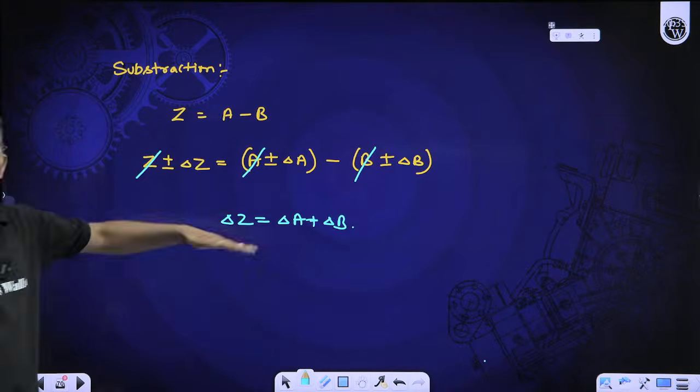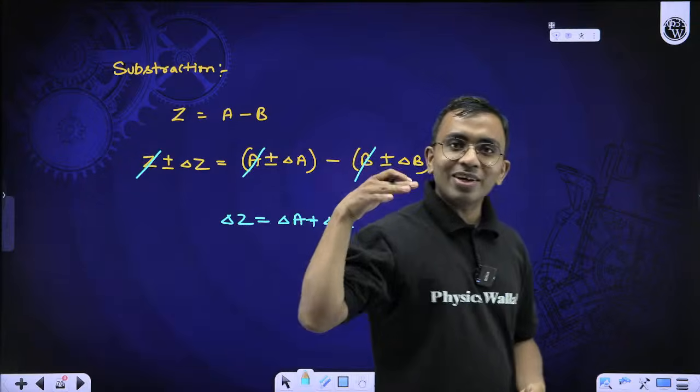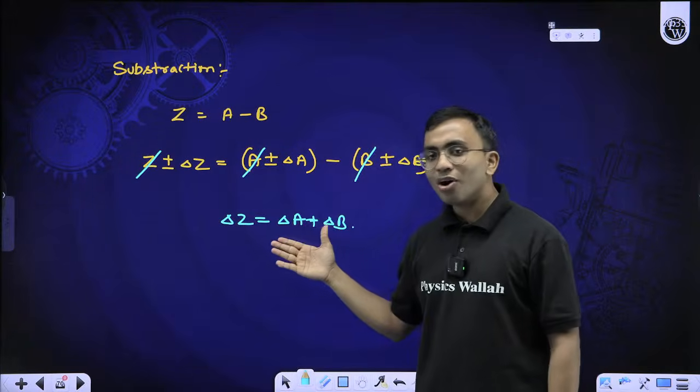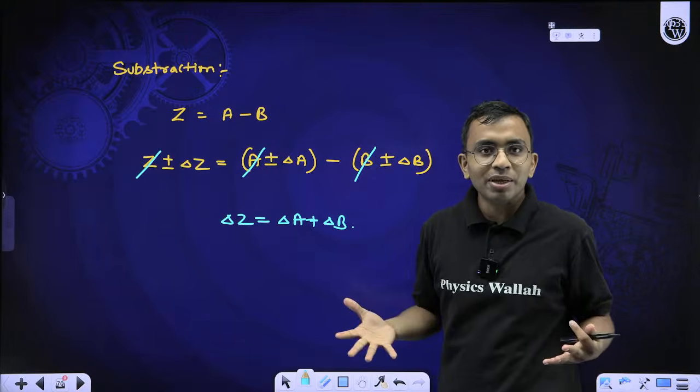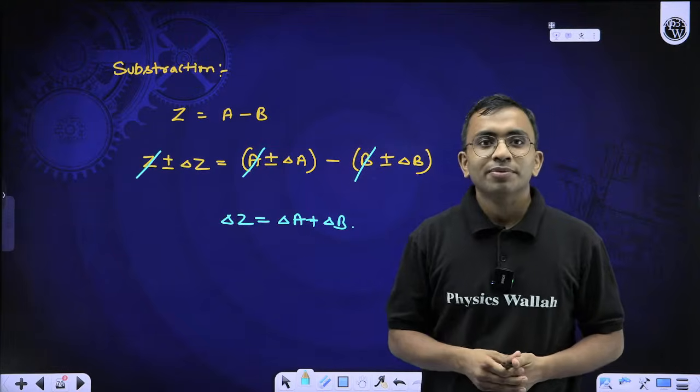Okay, maximum possible, whether you are subtracting or whether you are adding, the error part will always add, because you have to find the maximum possible.